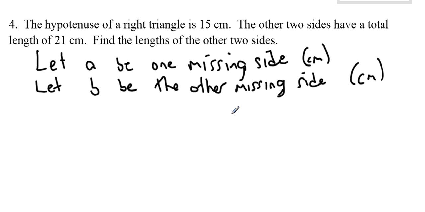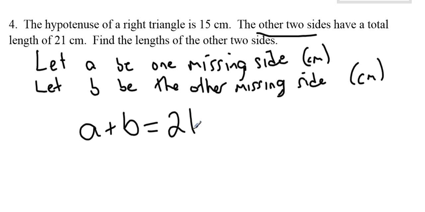Now, because we've defined two variables, we need to write an equation that relates those variables to each other. So what do we know about the relationship between A and B? We know that the other two sides, meaning A and B, have a total length of 21 centimeters. In other words, we know that A plus B totals 21. So there's my equation that relates A and B. And again, anytime you define two variables, you need to have a relationship that connects them to each other.